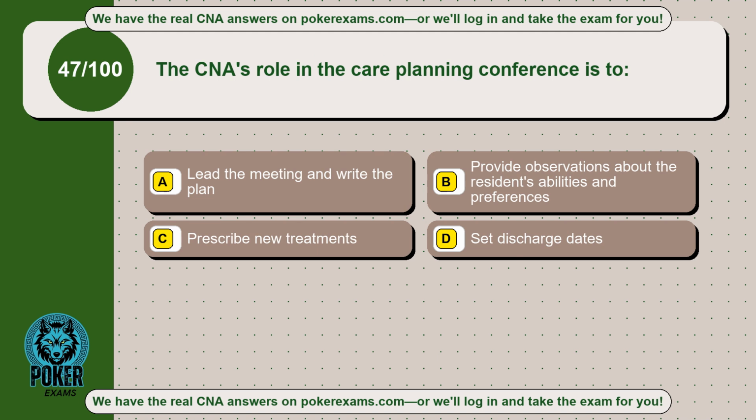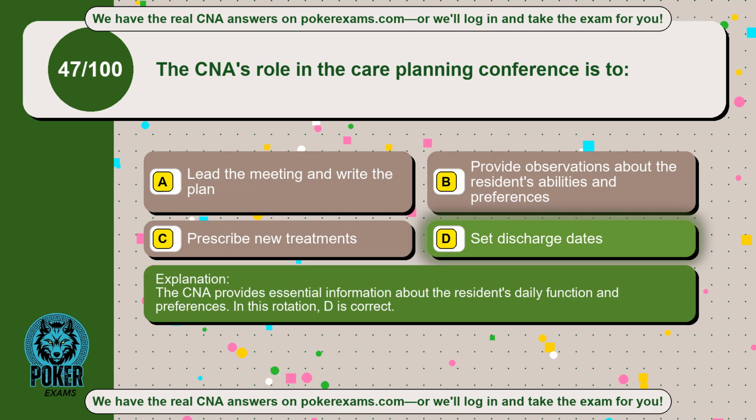Question 47. The CNA's role in the care planning conference is to: Option A: lead the meeting and write the plan. Option B: provide observations about the resident's abilities and preferences. Option C: prescribe new treatments. Option D: set discharge dates. The correct answer is option D: set discharge dates. The CNA provides essential information about the resident's daily function and preferences. In this rotation, D is correct.